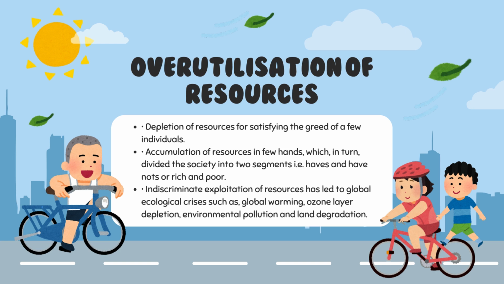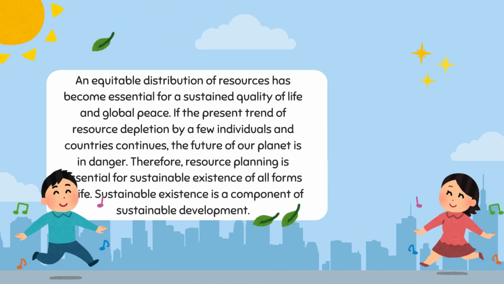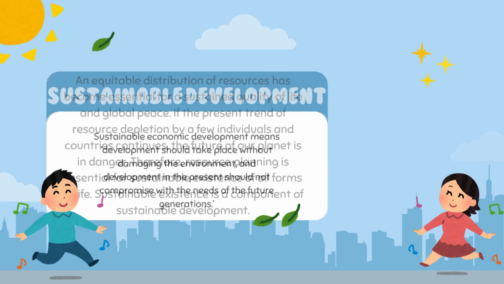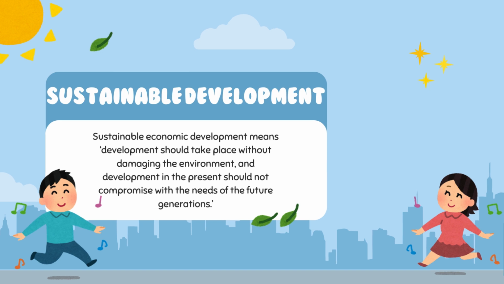Hence, to protect these resources and conserve them, we must have more sustainable practices in our lives, or else our planet will be in danger. Moving along to our next topic, which is sustainable development. Let us first understand what sustainable development means. It is economic development occurring without damaging the environment, and the kind of development which does not compromise the needs of our future generations.